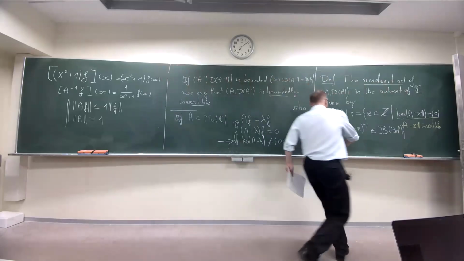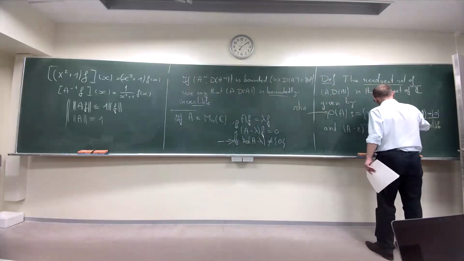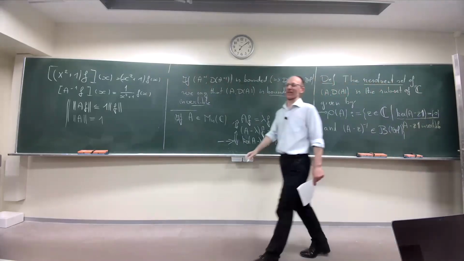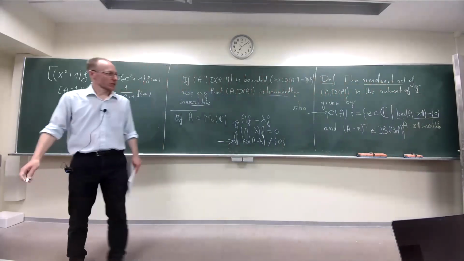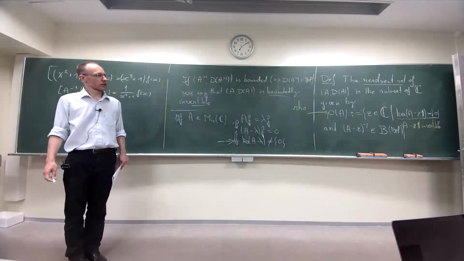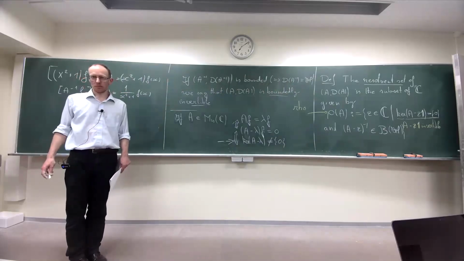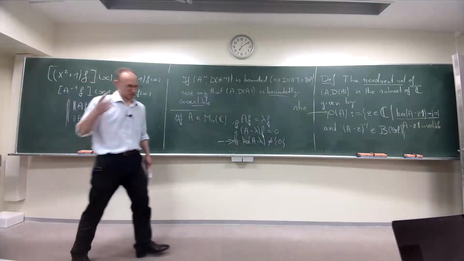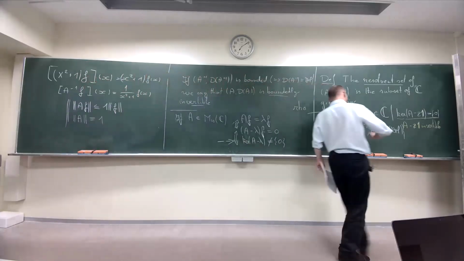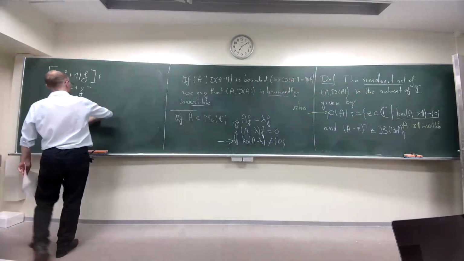Oh, sorry, I already made a mistake. It's a complex number. Thank you. So we are looking at all points in the complex plane such that this is boundedly invertible. It's not easy to analyze this definition. And now I take the complement.